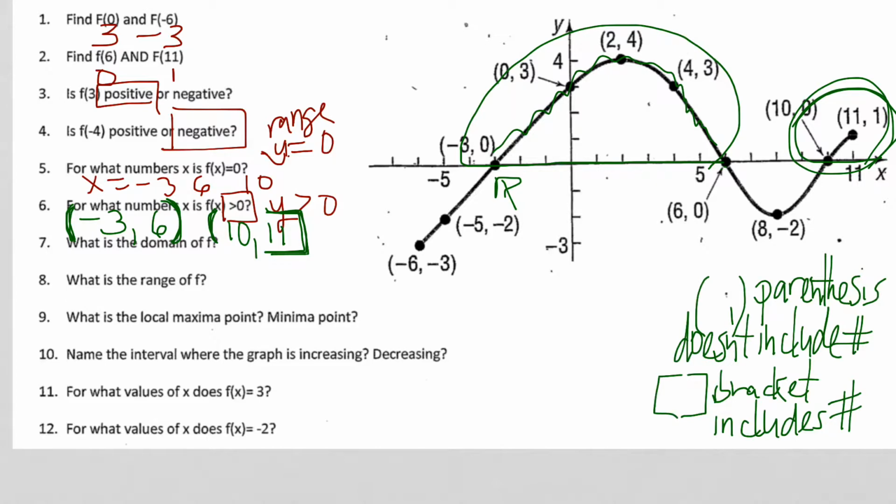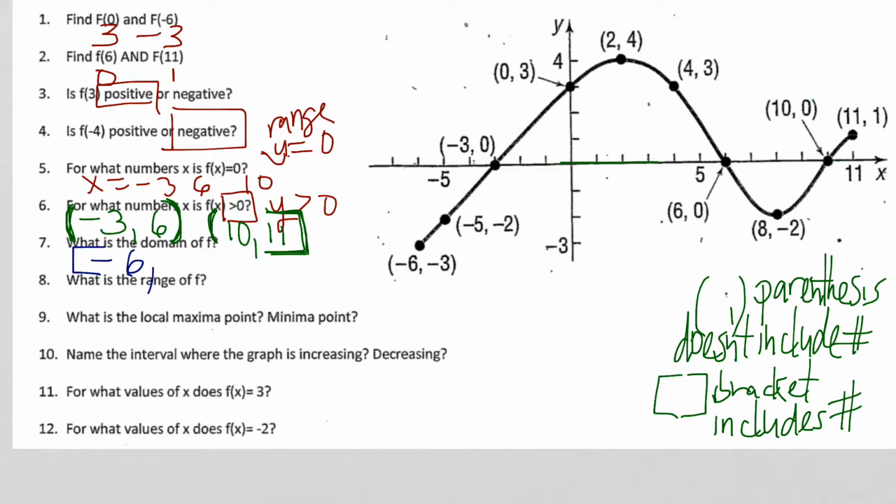Okay, so the parentheses I put over here on the right-hand side doesn't include the number, while the bracket does include the number. All right, so let's take a look at 7 and 8. What's the domain and range of this function? Since they don't have arrows at the end, where does the domain start? What's the lowest value, the lowest x value? It's at -6. So I'm writing bracket -6 because it starts at -6 with a solid dot and goes all the way over to 11 with a bracket around the 11.